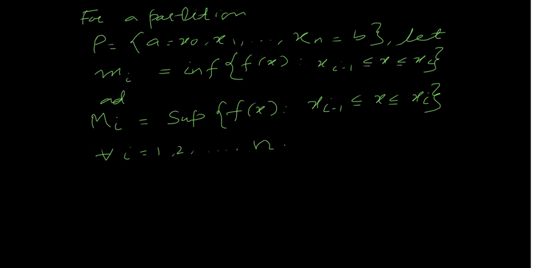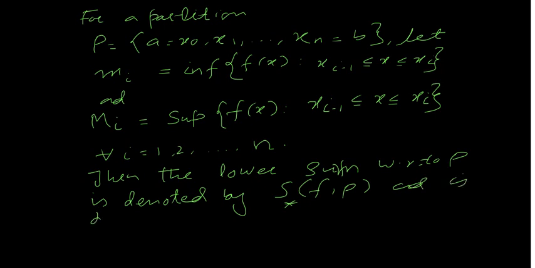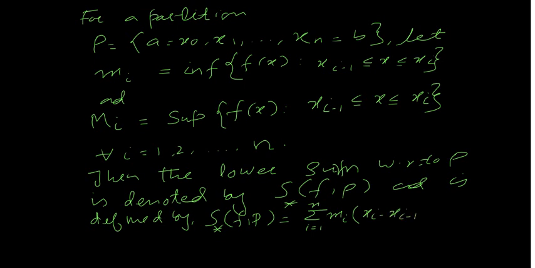Then we define the lower sum. The lower sum with respect to the partition P is denoted by S lower star f p, and is defined by S lower star f p is equal to the summation, i runs from 1 to n, of small mi into xi minus xi minus 1.